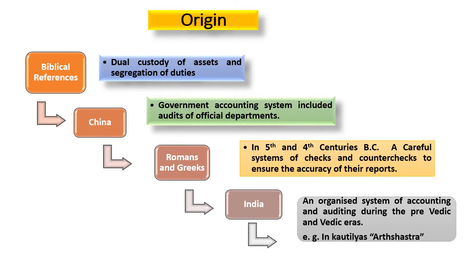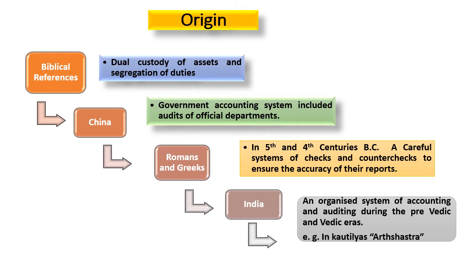Now let us understand the origin of auditing. The origin of audit may be traced to ancient civilization. Historians of accounting have noted first biblical references to common auditing practices. What they were doing, such as dual custody of assets and segregation of duties. So in short, they were doing some auditing practices of getting custody of assets and segregation of duties among the persons. Then there is evidence that the government accounting system in China during 1122 to 256 BC included reference to audits of financial departments.